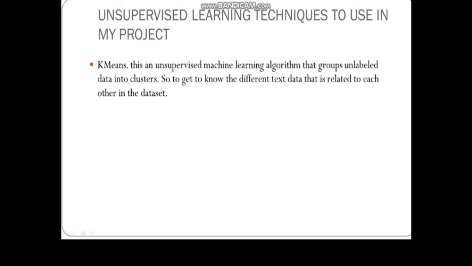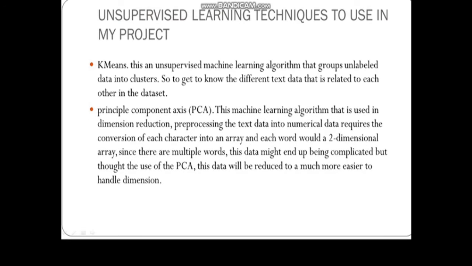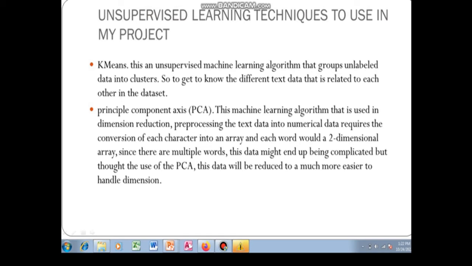Unsupervised learning techniques to use in my project. The first is K-means, which is the most famous, and it's all about creating different groups of unlabeled data, creating clusters out of them. The other one is the principal component analysis, also known as PCA, and this one is used mainly for dimensionality reduction. For example, usually text data, if you represent it in numerical data, is going to be in a 3-dimensional space. So through the use of PCA, you're able to convert this 3-dimensional data into 2-dimensional data, so as to make training better and much faster.